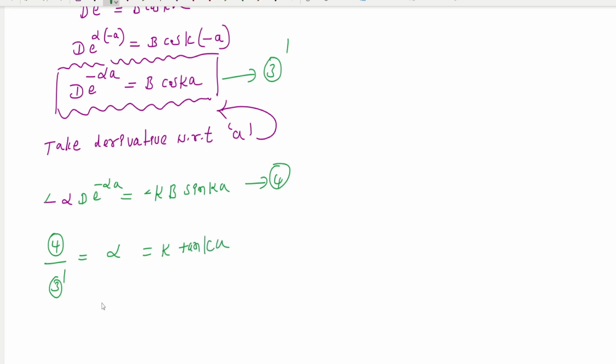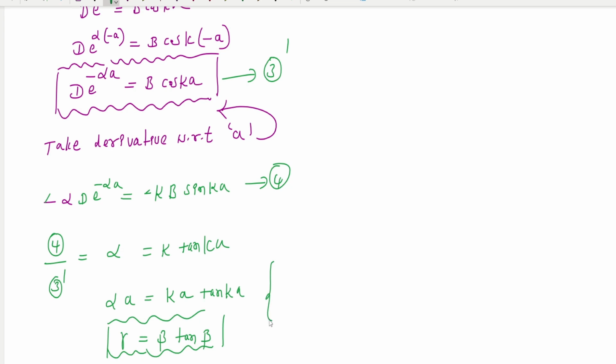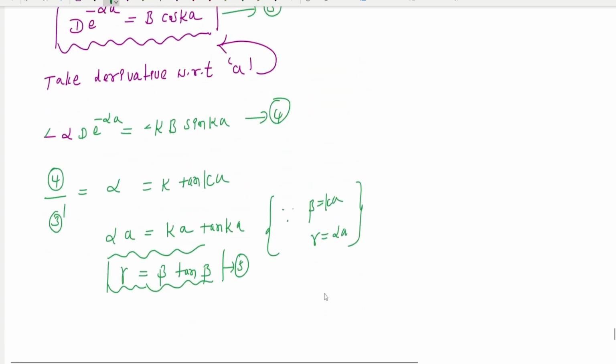Then I'm going to multiply here alpha into the amplitude, constant small a, on both sides, a tan ka. I'm going to write this equation like this: gamma equal to beta tan beta. These are very, very important things. This is equation number 5. Therefore, beta equal to ka, gamma equal to alpha a. So this is the symmetric solution.